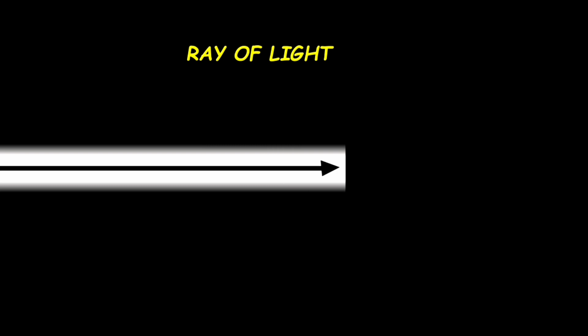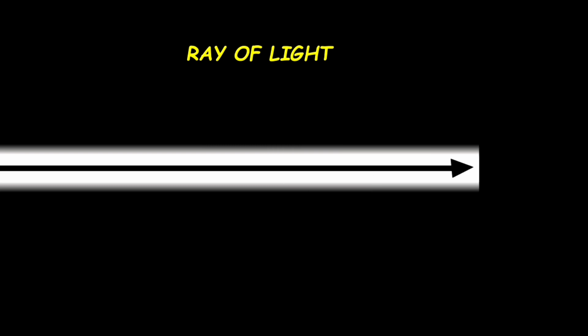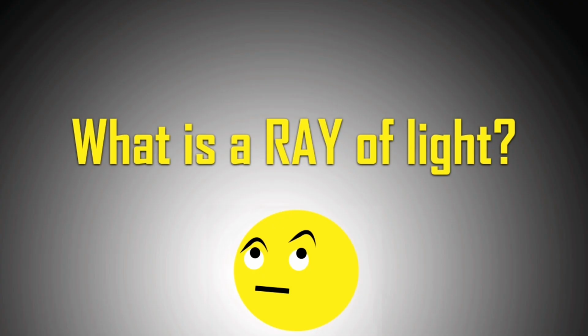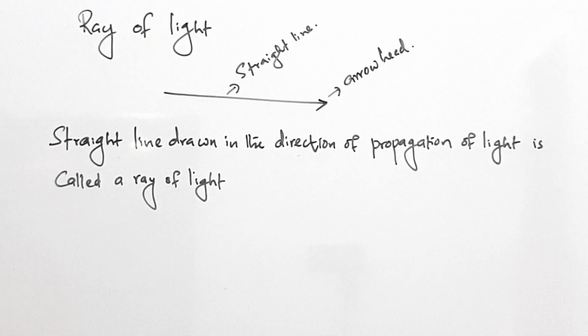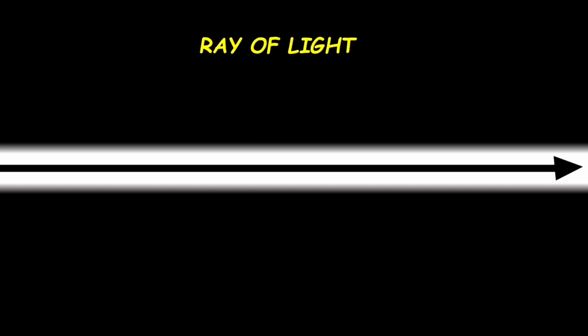Since light can travel in a straight path, we are going to represent light using a straight line with an arrowhead or a ray. Now, what is a ray of light? A straight line drawn in the direction of propagation of light is called a ray of light. It is nothing but a straight line with an arrowhead.